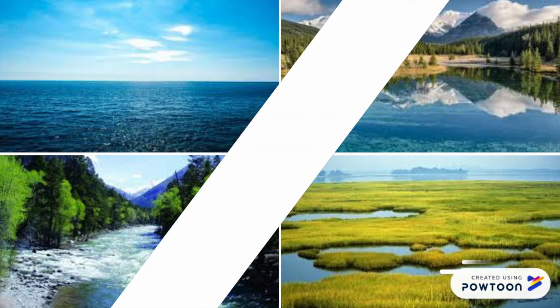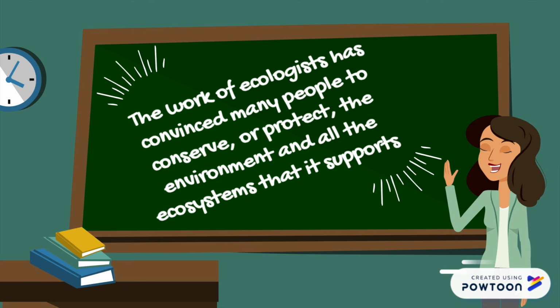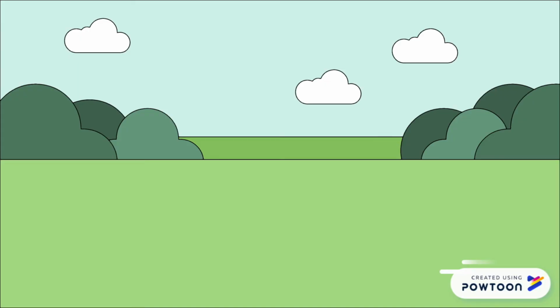So now for a recap. Ecology is important because it shows how changes in the environment affect the survival of living things. For example, when pollution kills certain living things, the animals that fed on them may also die. The work of ecologists has convinced many people to conserve or protect the environment and all the ecosystems that it supports.